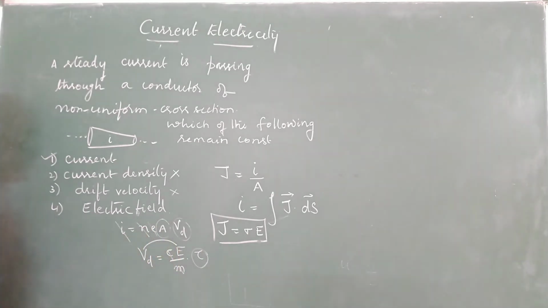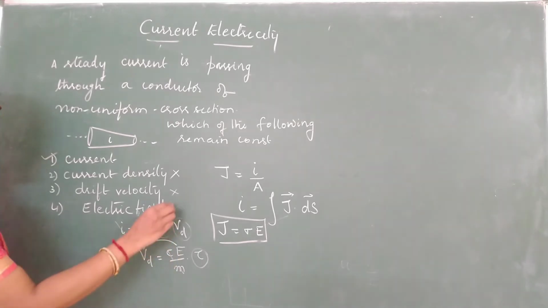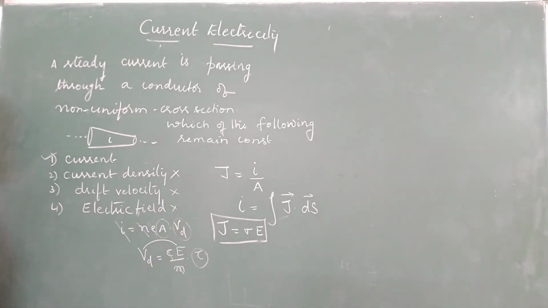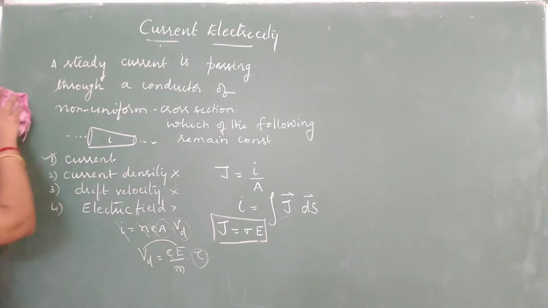How is vd related to electric field? Directly. Since drift velocity is changing, electric field is also going to vary. So even this is not going to remain constant. So what is the only quantity which remains constant here? Current remains constant. This is a simple application which is based on drift velocity. Look at one more question.